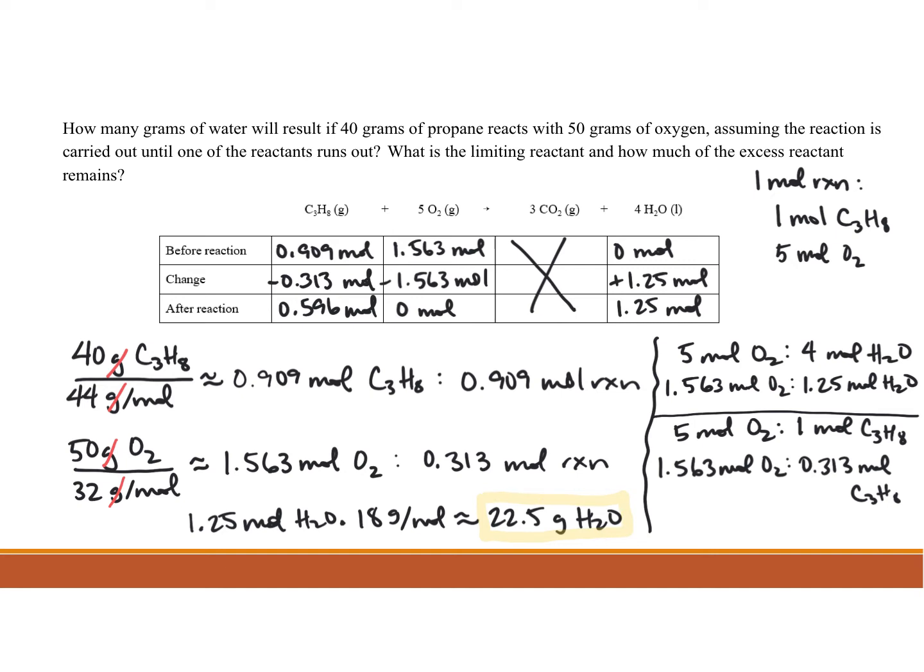The limiting reactant, we've already identified that to be oxygen, and how much of the excess reactant, which is the C3H8, remains, that would be the 0.596 mole of C3H8. The problem doesn't ask you how many grams of the excess reactant remain, but if it did, you would take the 0.596 mole and multiply it by the molar mass to convert it to grams. Okay, so let's go ahead and move on to the next problem.